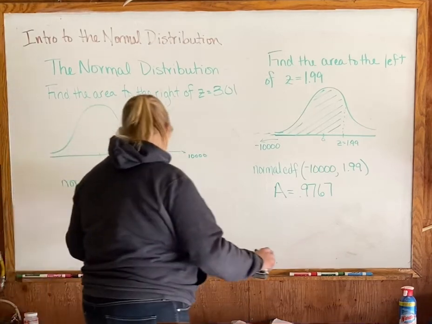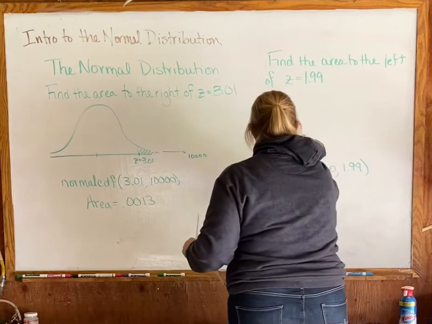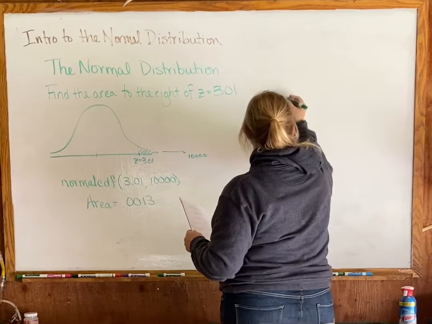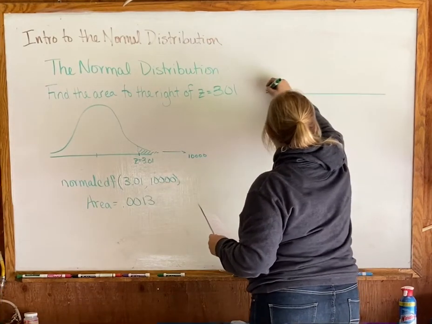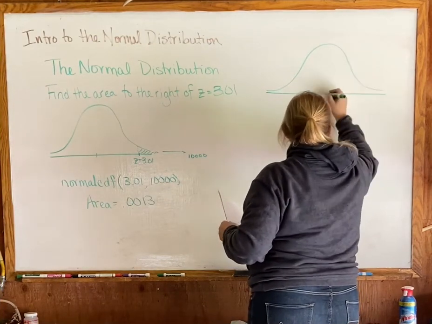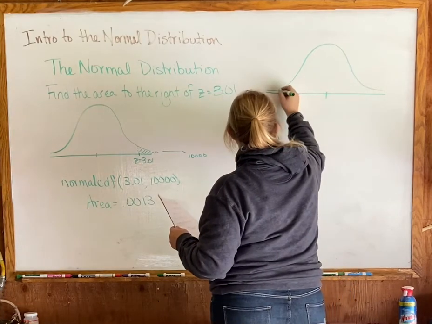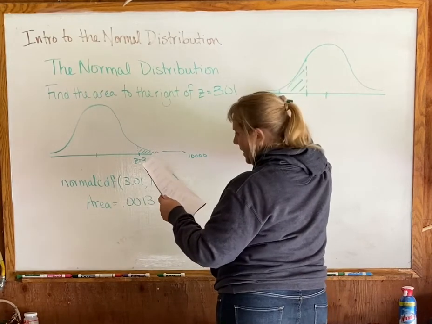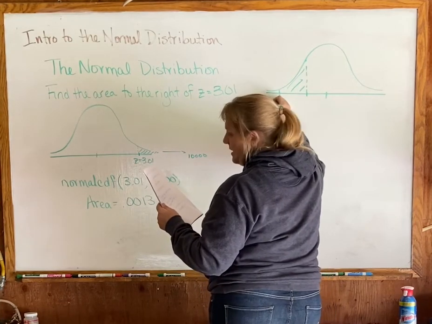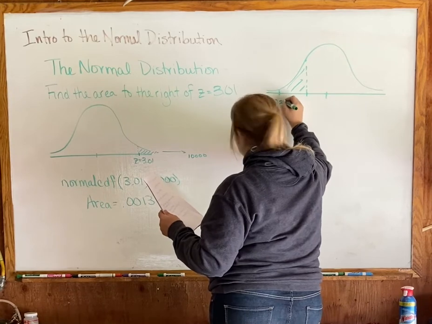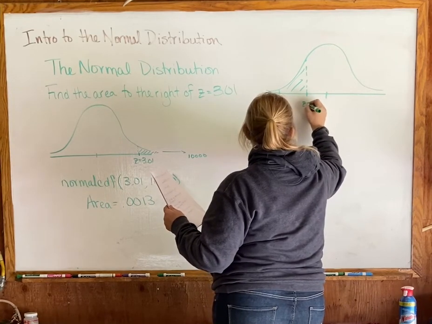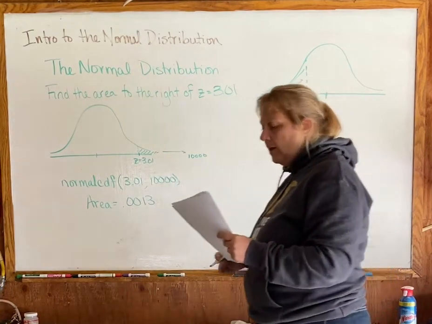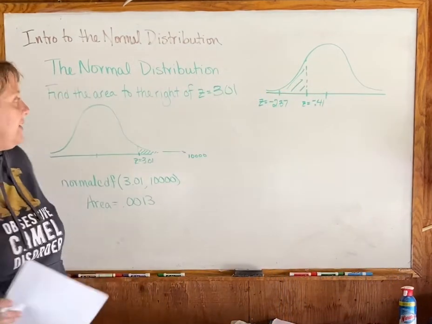All right, I think just one more here just to practice. All right, so this time they ask you to find this area, and they tell us that this is z equals negative 2.37, and this is a z equal to negative 0.41. Okay, so one more time, try this one in your calculator.